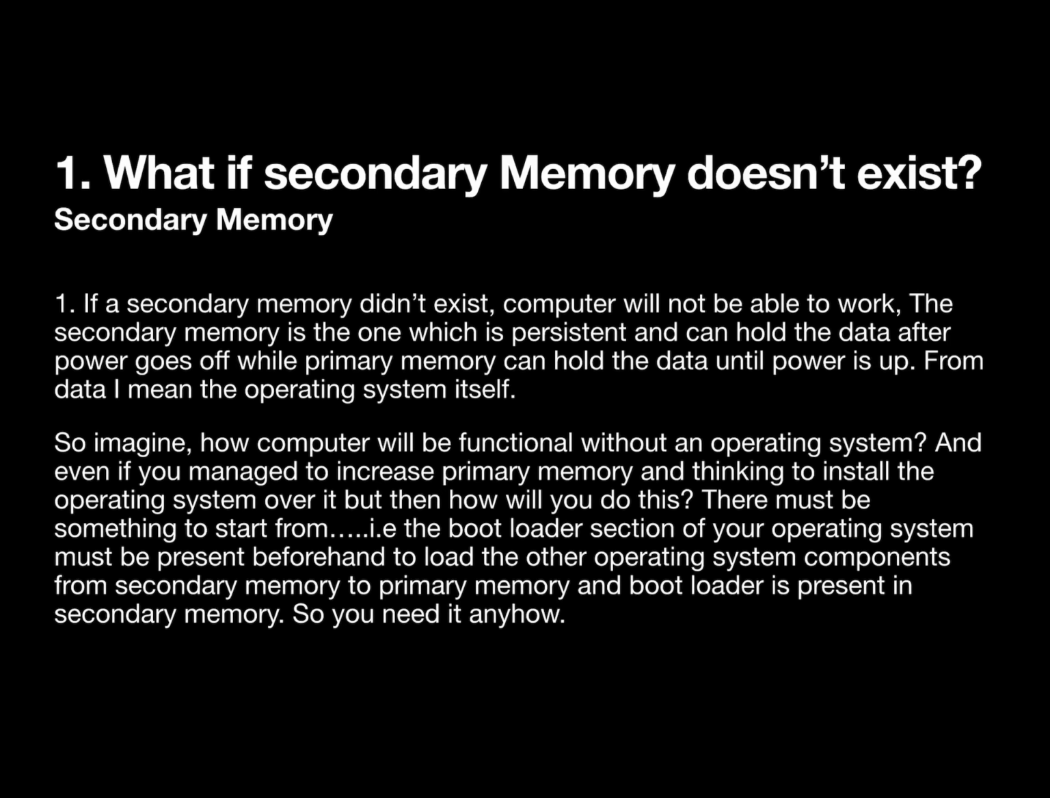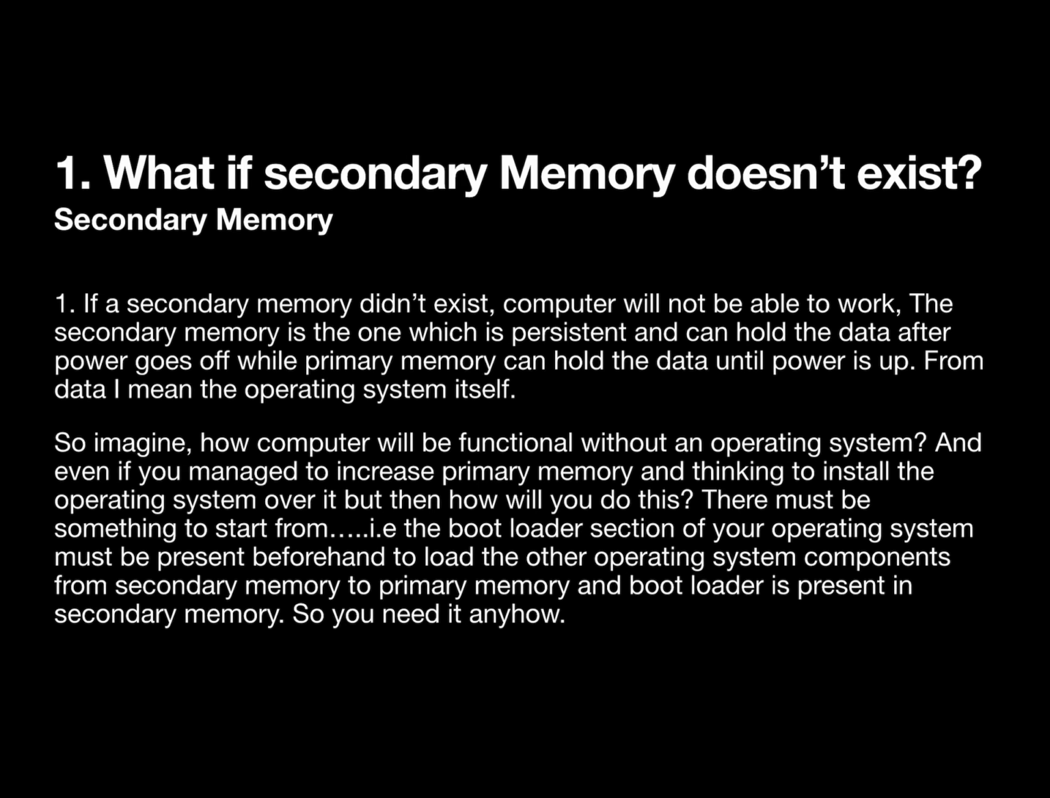So let's get to it. Let's begin with the first question the Miss gave us. It says, what if secondary memory doesn't exist? If secondary memory didn't exist, computers would not be able to work. Secondary memory is persistent and can hold data after power goes off, while primary memory can hold the data only until power is off. By data, I mean the operating system itself. So imagine how a computer will be functional without an operating system.